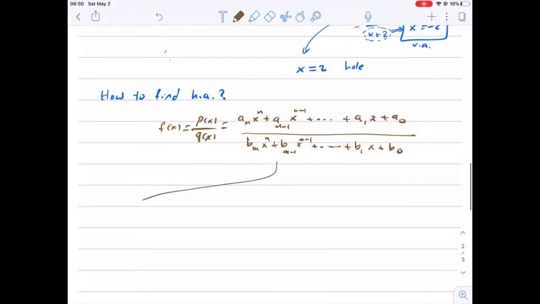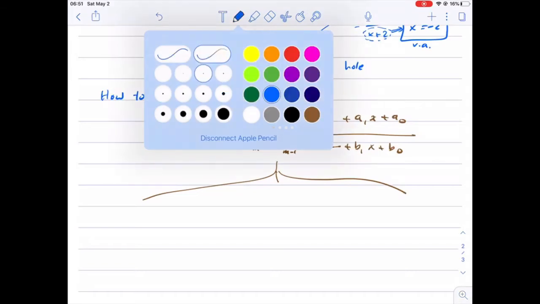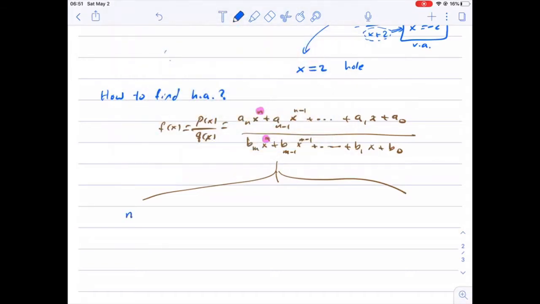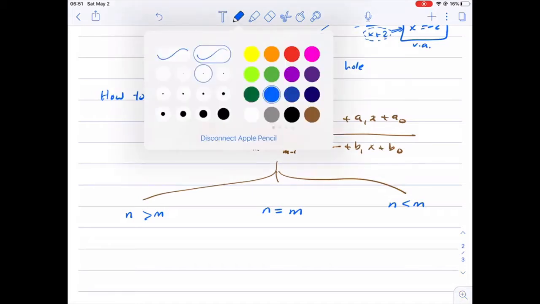Now we have three cases. We just look at the degree of the numerator and the degree of the denominator. Either n, the degree of the numerator, is greater than m, the degree of the denominator, or the degree of the numerator is equal to the degree of the denominator, or the degree of the numerator is less than the degree of the denominator. These are the only three cases that we have.